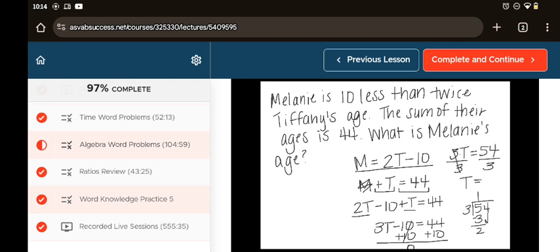So 3 goes into 5 one time. 5 minus 3 is 2. Bring down the 4. 3 goes into 24 8 times. 24 minus 24 is 0. So t equals 18. That means Tiffany is 18 years old. But it's asking me for Melanie's age. What is Melanie's age?